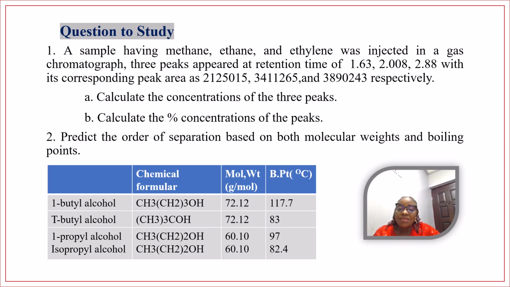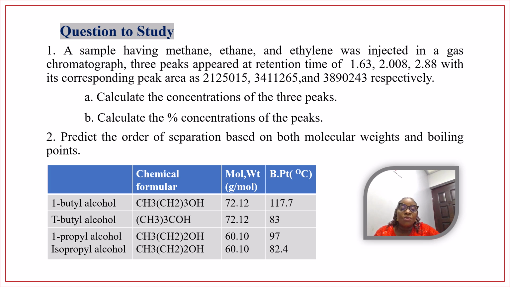Let's attempt these questions at home. You are given a sample having methane, ethane, and ethylene in a gas chromatograph. 3 peaks appeared at retention times of 1.63, 2.008, 2.88, and its corresponding peak areas as given on the board. Calculate the concentrations of the 3 peaks. Also calculate the percentage concentration of the peaks.